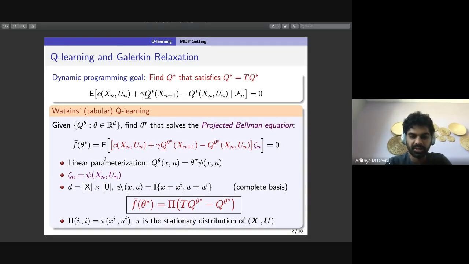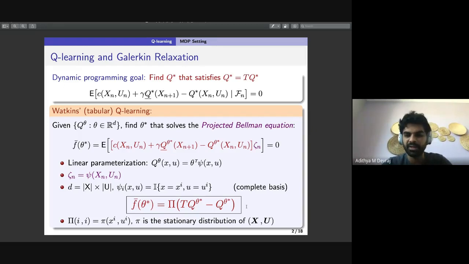In this special setting, you can rewrite this function f bar of theta star as this quantity over here. So here pi denotes the d by d diagonal matrix, wherein each component is the stationary distribution of this Markov chain XU. And if each of these quantities is strictly greater than 0, you can see that solving this equal to 0 is the same as solving for the goal in dynamic programming.